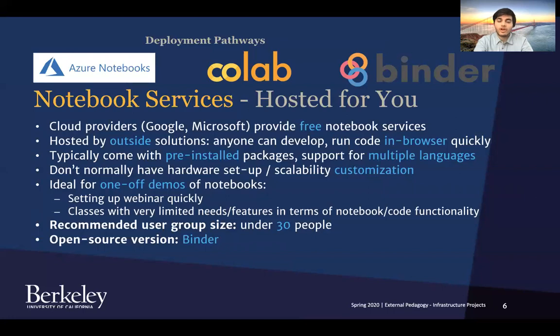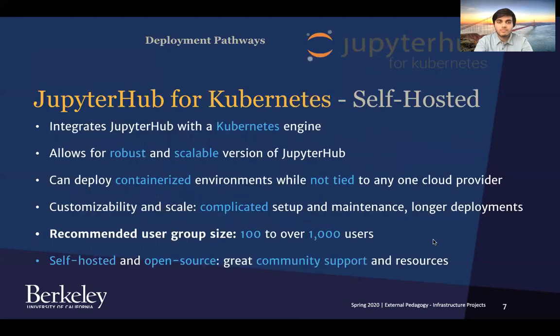However, they don't really have a lot of the hardware setup or scalability customization that a few other options may offer. And they're more ideal for demos of different notebooks. So if you have a webinar that you want to do, or if you have a class that doesn't have very many needs, but you just want to set up a quick notebook, it's a one-time thing, it'd be really useful for them. So our recommended user size is under 30 people because it's not really built for much more than that. And there's an open source version called Binder. So you can see here Azure and Colab, for Google and Microsoft, but Binder's open source.